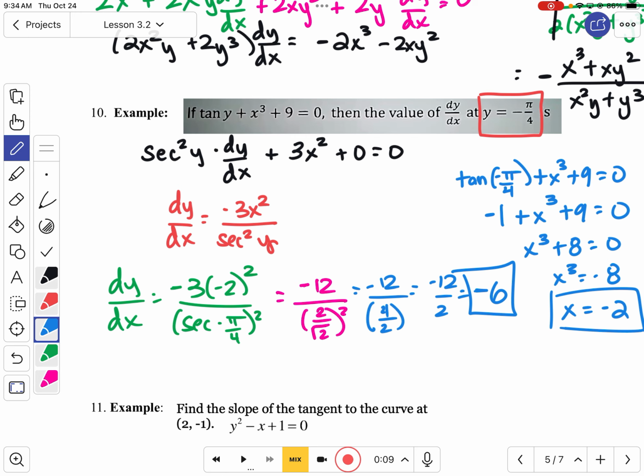Okay, woo! That's good stuff right there. When I get to the end and the right answer's on the page for a problem like that, I'm like, yes. But then when it's not? When it's not, no.